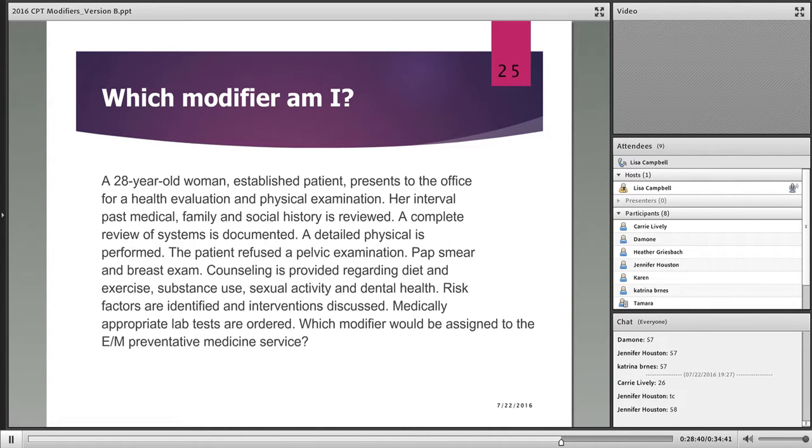Next up, a 28-year-old woman, established patient, presents to the office for a health evaluation and physical exam. Her interval past medical history is reviewed. A complete review of systems is documented. The patient also has a detailed exam. They refuse the pelvic exam. They also have a pap smear and a breast exam. Counseling is performed regarding diet, exercise, substance abuse, sexual activity, and dental health. Risk factors are identified and interventions are discussed. Medically appropriate laboratory tests are ordered. Which modifier would be assigned to the preventive E&M service?